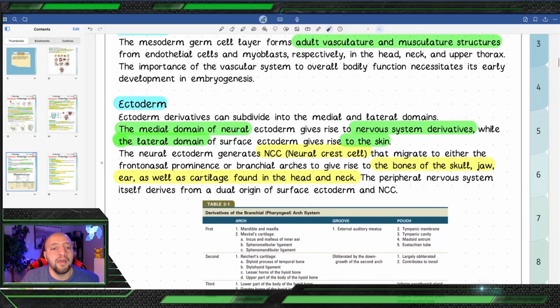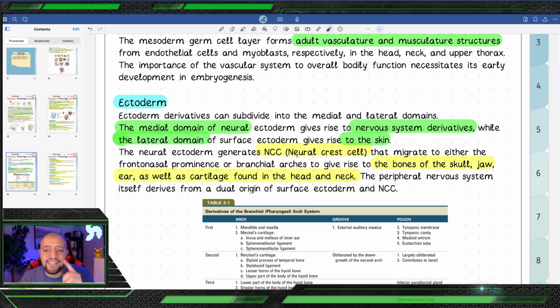The neural ectoderm generates NCC, which are the neural crest cells. Neural ectoderm, which is this one, the medial part of the ectoderm, generates neural crest cells, NCC, that migrate to either the frontonasal prominence or the branchial arch to give rise to the bone of the jaw, skull, and ear, as well as cartilage found in the head and the neck. The peripheral nervous system itself is derived from the dual origin of the surface ectoderm and the neural crest. So in short, this ectoderm will be invaded by cells of the nervous system.